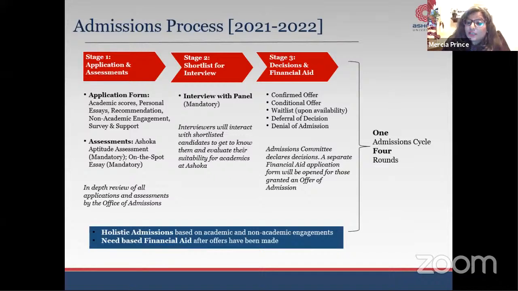Okay, so we have 1 admission cycle and 4 rounds. So this process, which I have just explained, happens 4 times within the same year. And so I will show you the calendar of what it looks like. You may have seen it on the website. But to summarize, the admissions process is holistic. So the various steps of it allow us to evaluate you in a holistic manner based on your academics and your non-academic engagement. But our financial aid is need-based, and the process is only open for those who have been made an offer of admission.